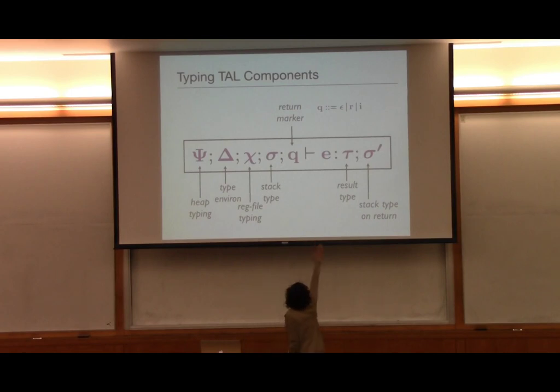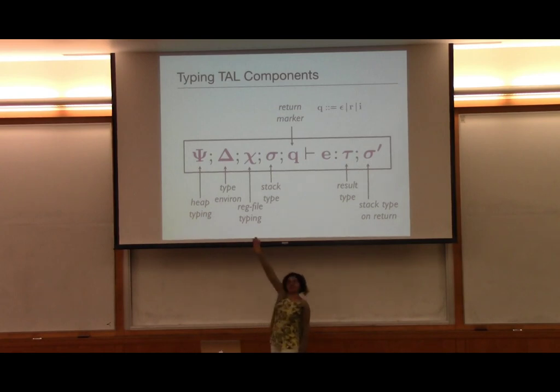So when we type check assembly code, and I want you to read that E as a bunch of basic blocks, or one of them, what do we need? In the environment, we usually have a heap typing. It tells us all the locations in the heap that matter and what types of values they contain. We have a normal type environment. This just contains type variables. You've seen this in high-level languages.